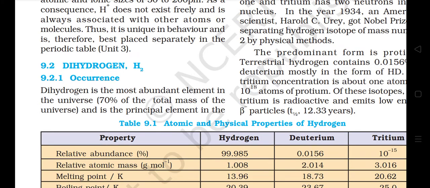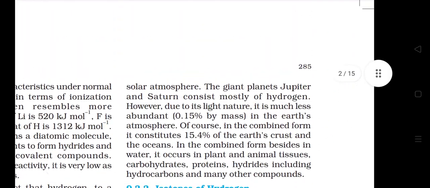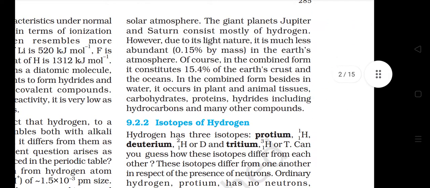9.2 Dihydrogen, H2. 9.2.1 Occurrence. Dihydrogen is the most abundant element in the universe, 70% of the total mass of the universe, and is the principal element in the solar atmosphere. The giant planets Jupiter and Saturn consist mostly of hydrogen.